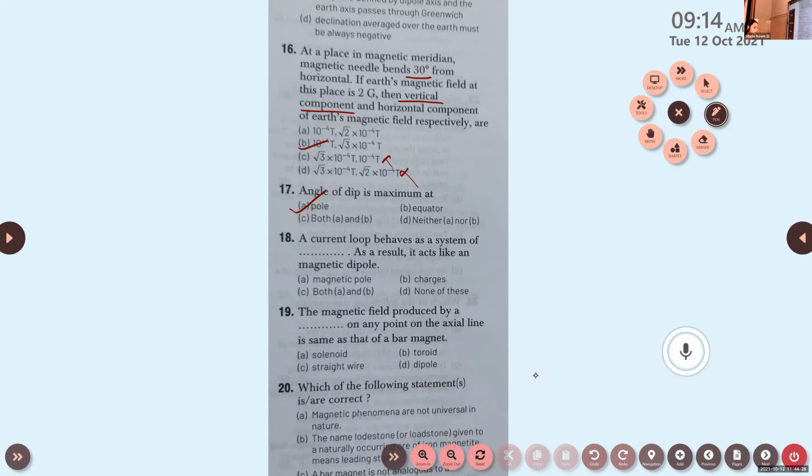Now, 18th question. A current loop behaves as a system of dash. As a result, it acts as a magnetic dipole. A current loop behaves as a system of dash. As a result, it acts as a magnetic dipole. The options are: charge or magnetic pole, both A and B, none of these.